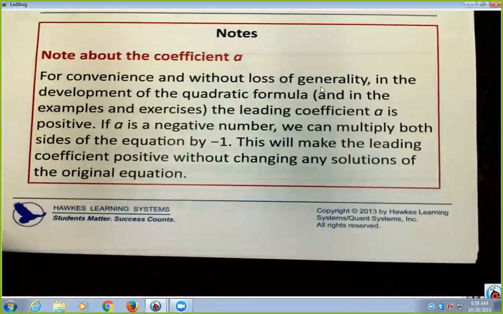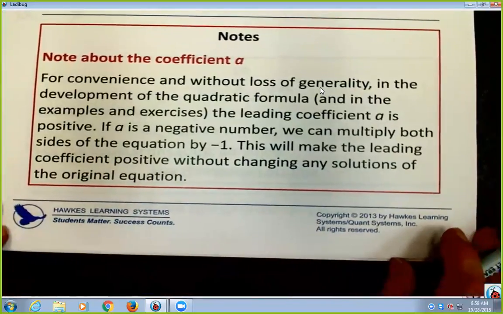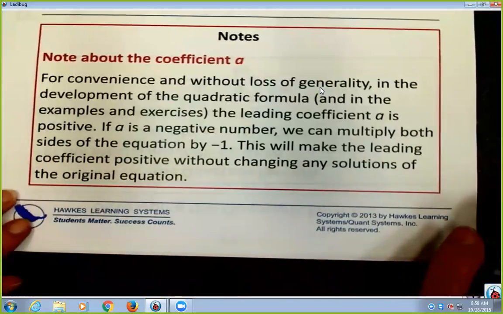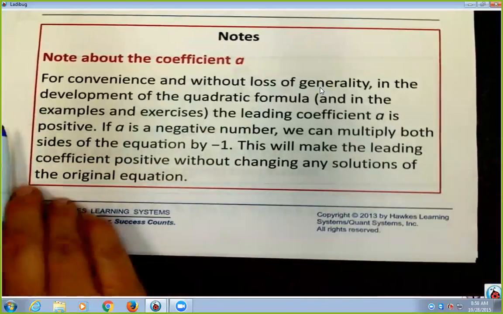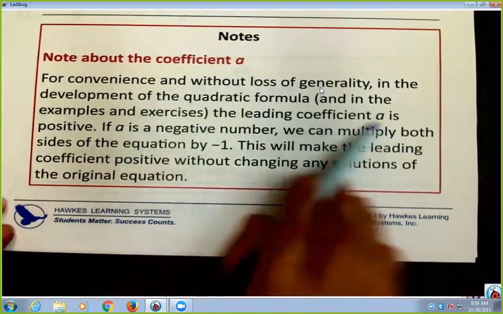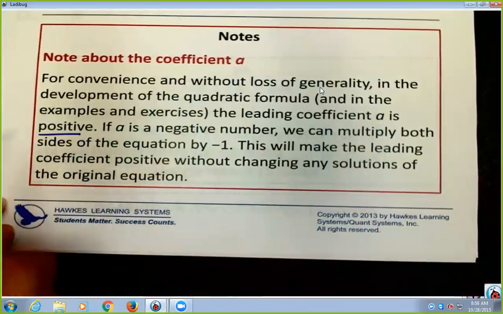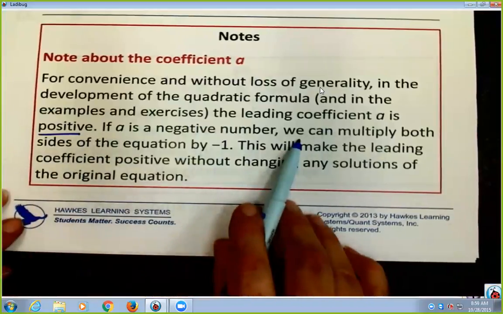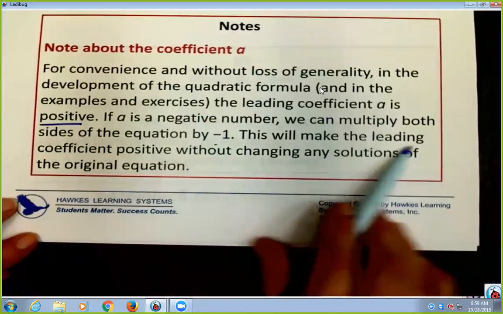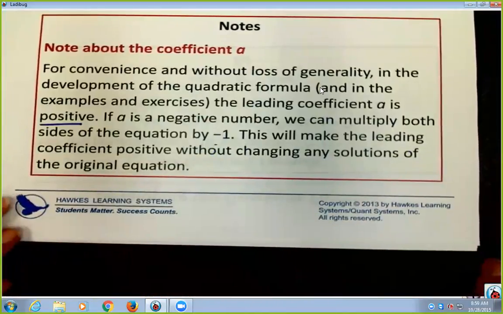Okay, continuing. A note about the a coefficient. It says, for convenience, without loss of generality, in the development of the quadratic formula and the examples and exercises, the leading coefficient a is positive. If a is a negative number, we can multiply both sides of the equation by -1, and this will make the leading coefficient positive without changing the solution of the original equation. Do we have to necessarily do that always?